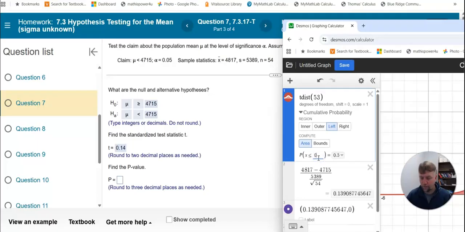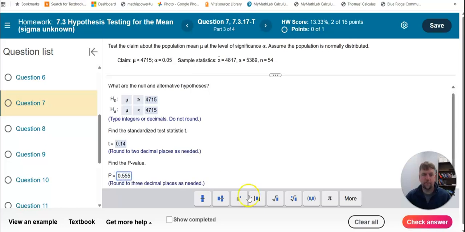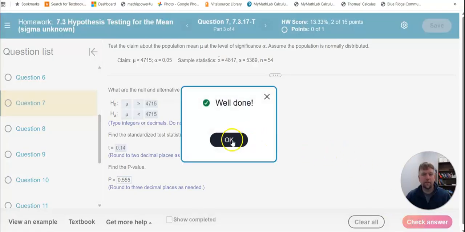Or 0.14, which is what I did in the last problem. I'm doing 1.39 just because that's where a 0 is. So I'm just rounding it to one place. So there's my p-value. It wants it to 3 places, so 0.555. So there's my p-value.